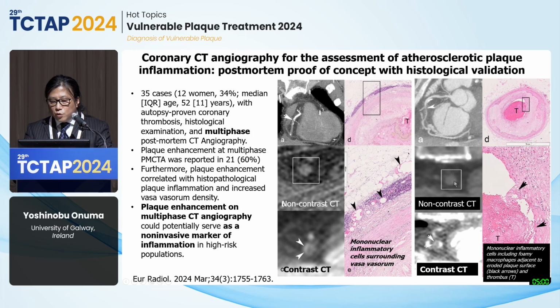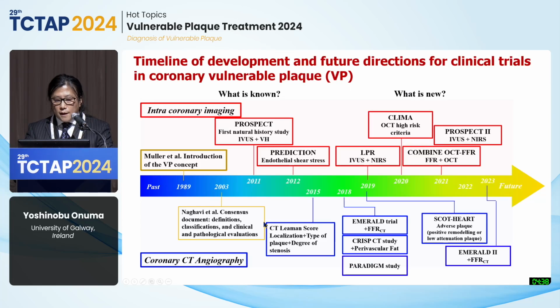You see these two cases. There was the enhancement of the plaque by the contrast CT, and that corresponds to the mononuclear inflammatory cells surrounding the vasa vasorum or, in this case, the erosion. So the plaque enhancement on multi-phase CT angiography may be a non-invasive marker of the inflammation.